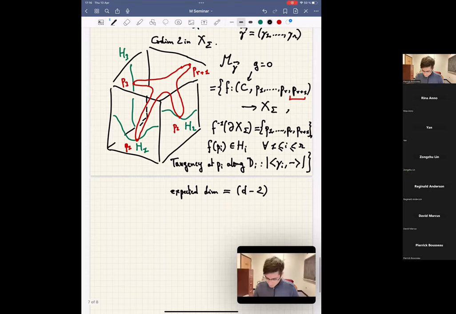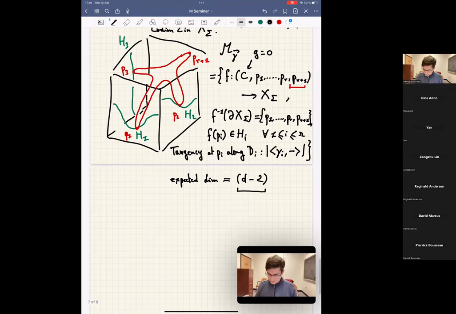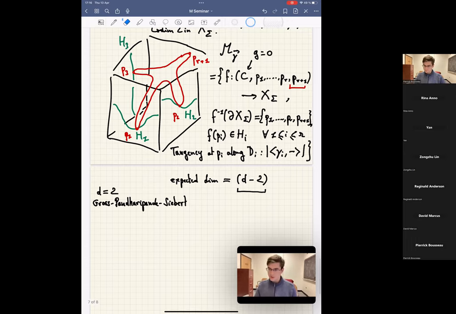Okay, so here the main point is that we need to do something if D is bigger or equal than 2. If D equals 2, for example, this kind of problem has been considered by Gross, Pandharipande, Siebert in the tropical vertex paper. And roughly if D equals 2, there are only finitely many of such curves, and you can just count them and get the number. But the whole point of what we're doing is that we care about D bigger than 2. So now this moduli space has a non-zero dimension.